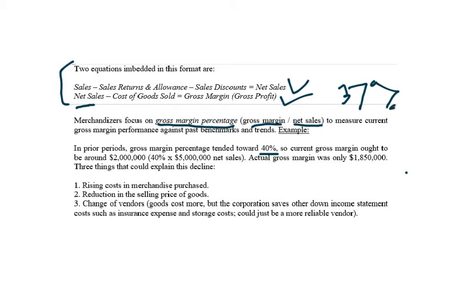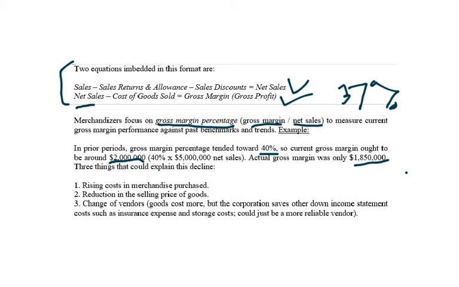So serviceable enough. So what happened? Like, why are we not seeing our historic tending toward 40%? Why is it a little bit down from that? Actual margin again was only 1,850,000. We expected it to be 2 million based upon historic practice. So why are we off? Where did that $150,000 discrepancy come from?